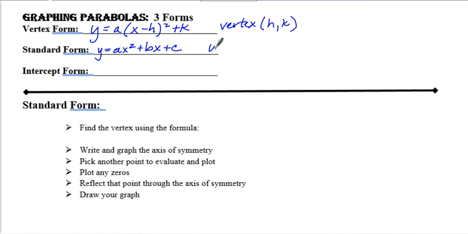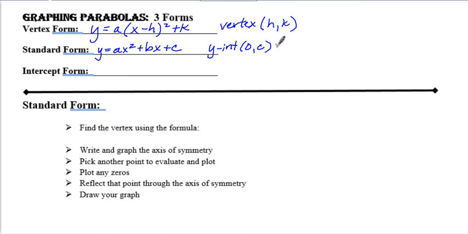We find the y-intercept, or where this parabola crosses the y-axis, in much the same way that we find the y-intercept for a line. Remember, for a line, y equals mx plus b, that constant b is where it crossed the y-axis. Well, this time, the constant c is where the parabola crosses the y-axis. So this parabola crosses at 0, c. Whatever c happens to be, that's the y-intercept of your parabola if you're given standard form.